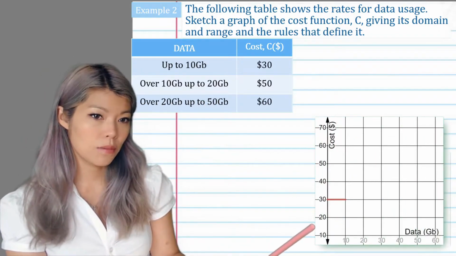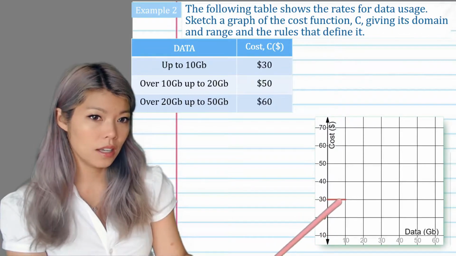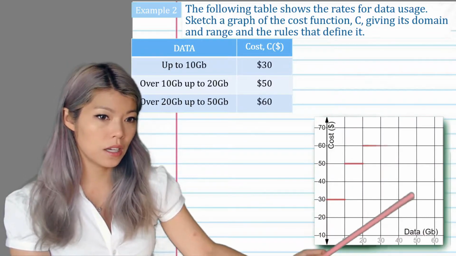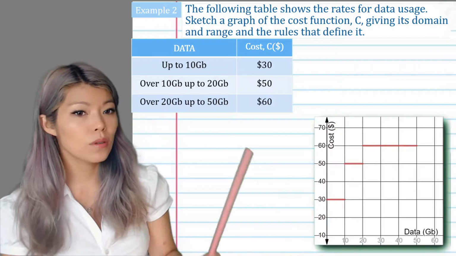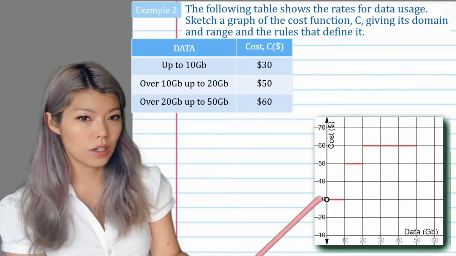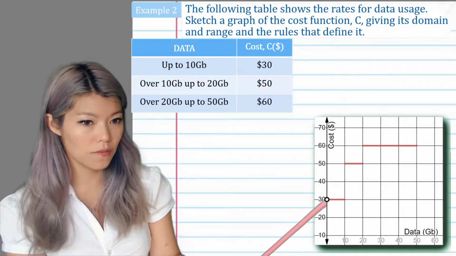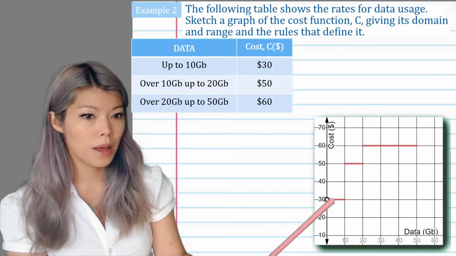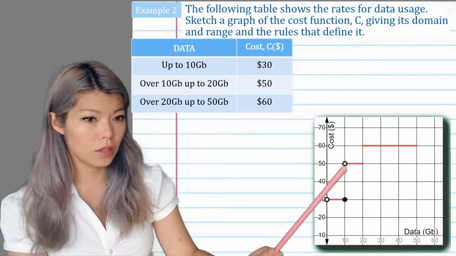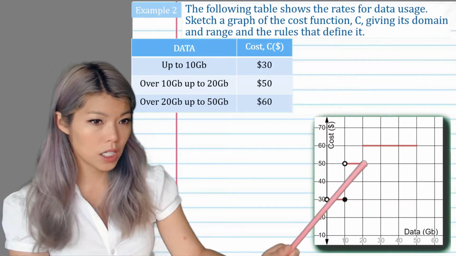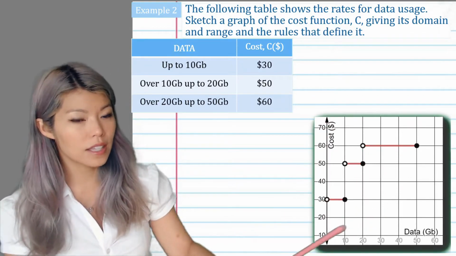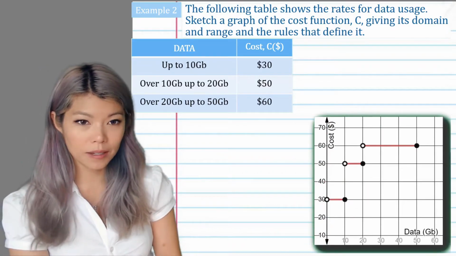So let's sketch that. Between 0 and 10, we have 30. Then between 10 and 20, we have 50. And between 20 and 50, we have 60. And we have to do our endpoints really carefully. Up to 10 means we can't have 0 because if you don't use any data, you don't pay anything. So that's 0. It's a hollow dot because it's not inclusive, but it does include the 10. So it's a dark dot. Over 10 means that dot there is not inclusive. Up to 20 means that's inclusive. And again, over 20, not inclusive and inclusive. Make sure that you try to sketch this and that you get the dots correct.